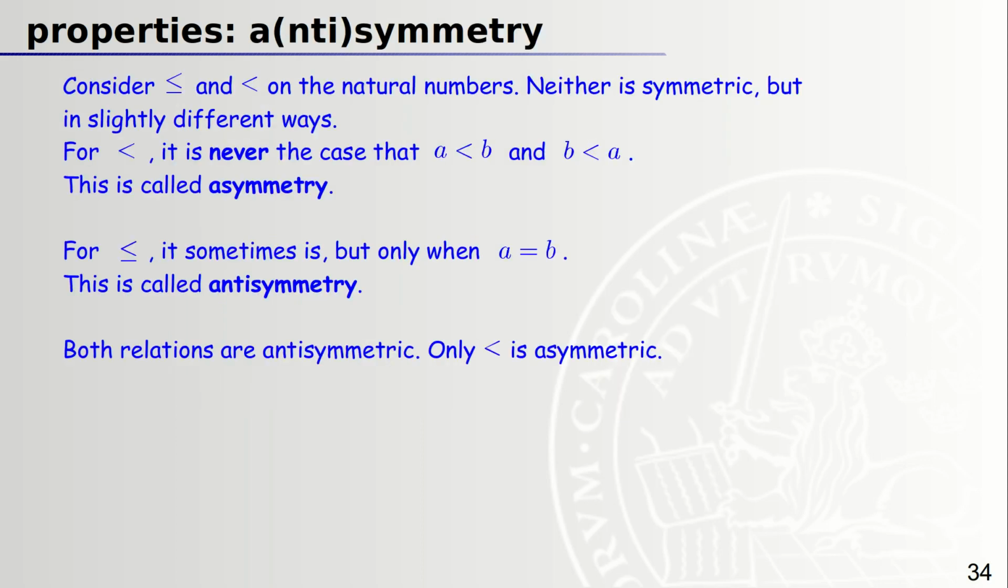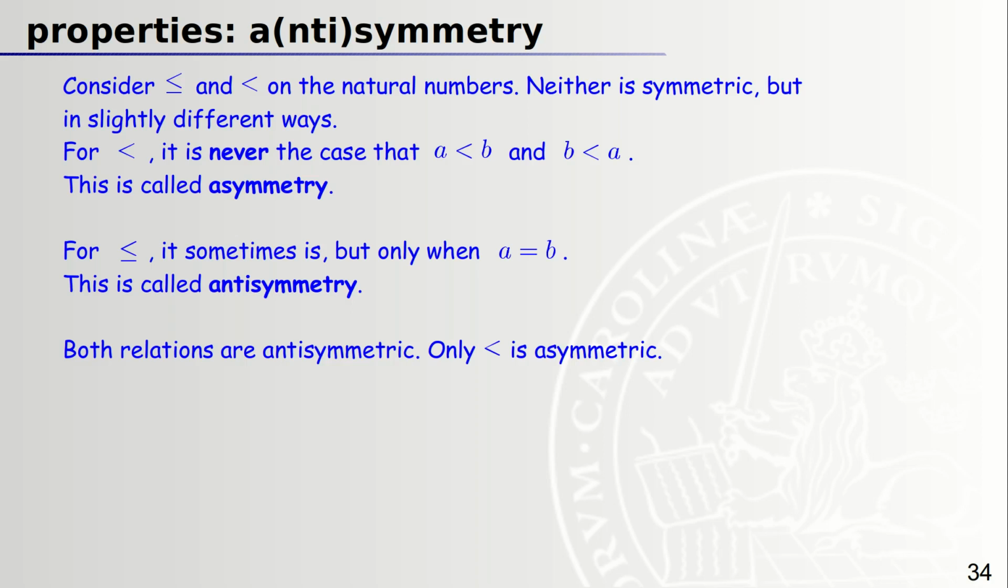Two other properties of interest to us are asymmetry and antisymmetry, which are related to symmetry as follows. Consider the usual orders less than or equal to and less than on, for example, the natural numbers. For less than, it is never the case that A is less than B and B is less than A at the same time. This is called asymmetry.